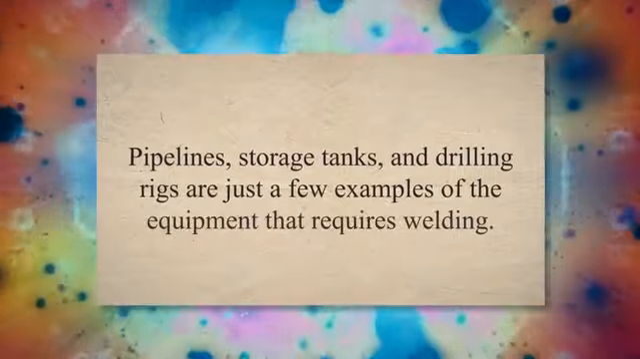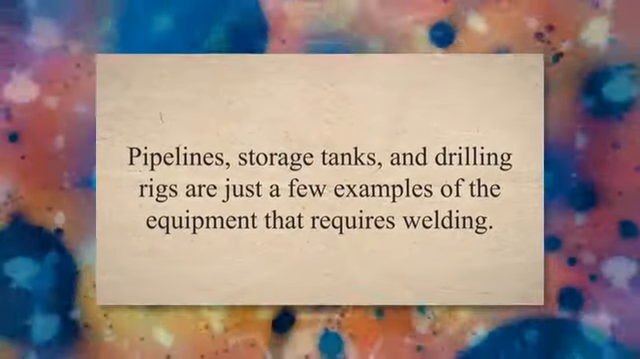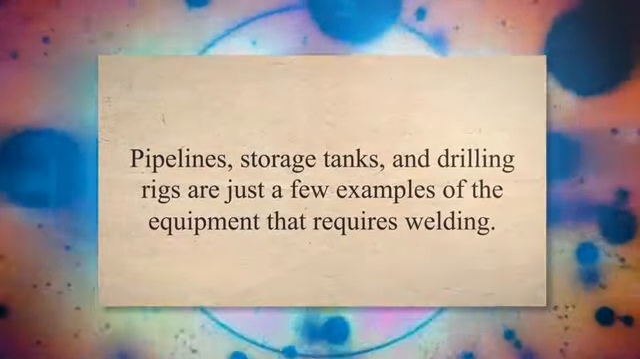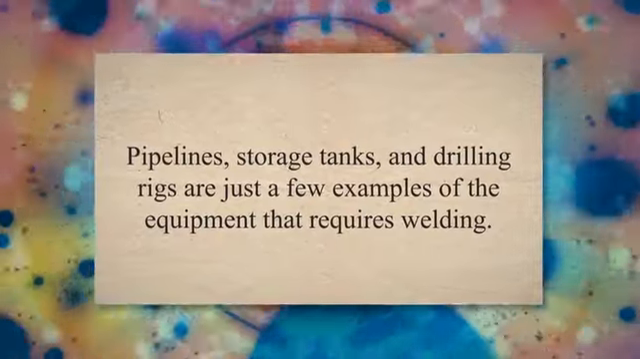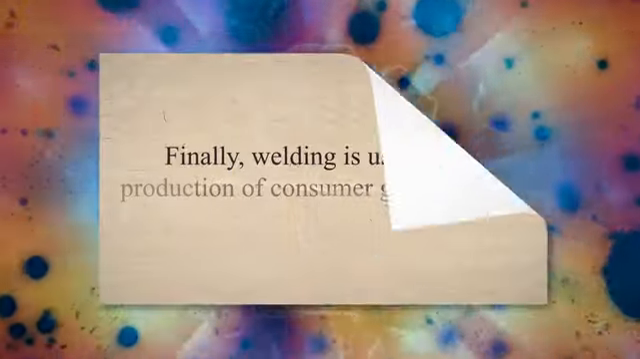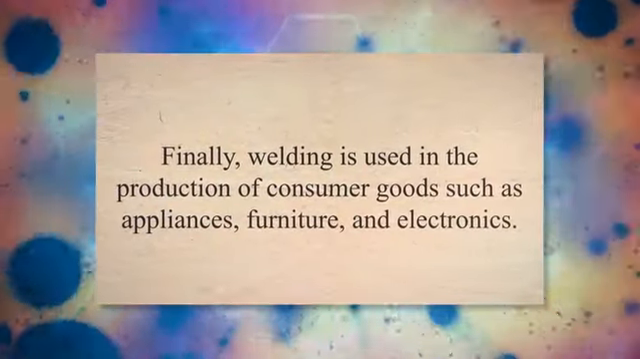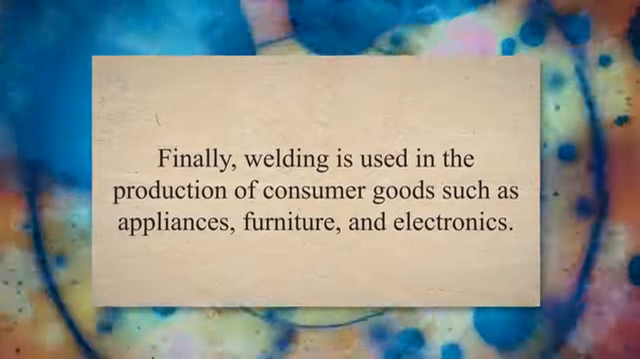Welding is also used in the oil and gas industry. Pipelines, storage tanks, and drilling rigs are just a few examples of the equipment that requires welding. Welding is used to join pipes together, repair damaged equipment, and fabricate new components. Finally, welding is used in the production of consumer goods such as appliances, furniture, and electronics. Welding is used to join metal parts together to create durable and long-lasting products.